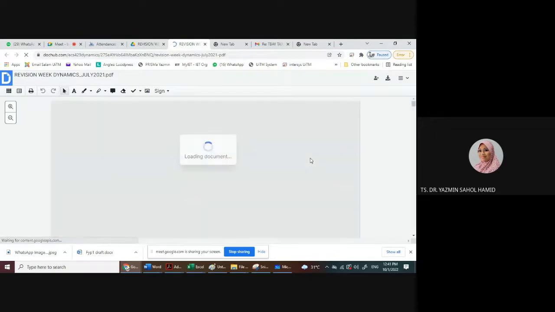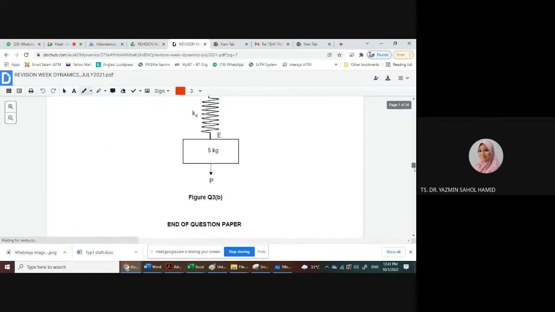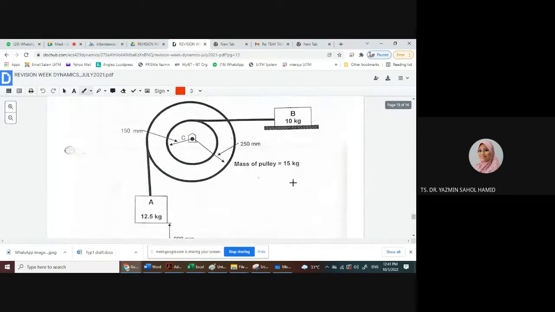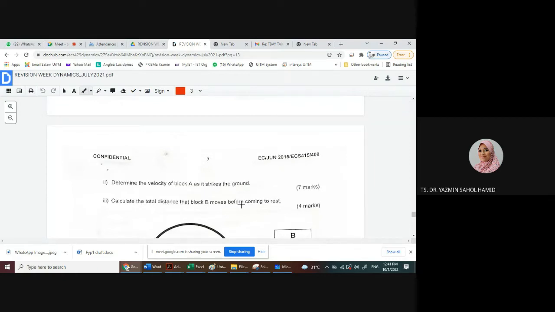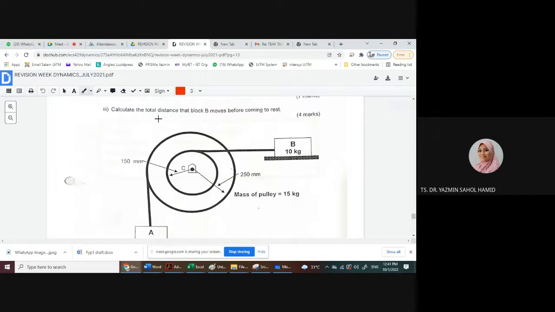Kelas ingat tak? Untuk soalan ni, kalau I ask you to solve this question, calculate the total distance that block B moves before coming to rest, soalan ni sama tak macam soalan Amirul Iman tadi tu? Sama ke tidak? Sama kan? So, tadi saya cakap untuk soalan ni, you kena guna work energy. Apa formula work energy tadi Amirul Iman? Ingat tak? T1 plus work equals to T2. Betul tak Amirul Iman? Ya.